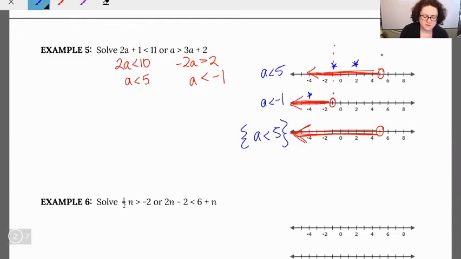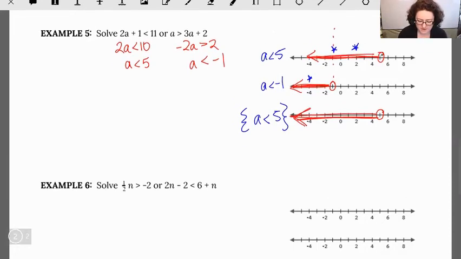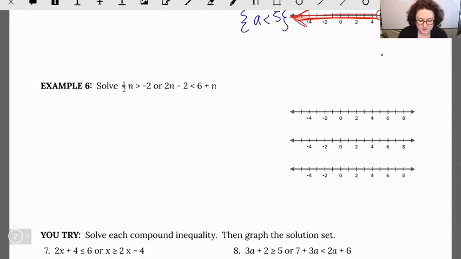All right, let's try the next one. Same thing, two separate inequalities, two separate solvings. Here we go. 1/2 n is greater than -2, or 2n minus 2 is less than 6 plus n. Again, I'm going to clear out my fraction. Let's multiply both sides by 2. So we're just going to have n is greater than -4.